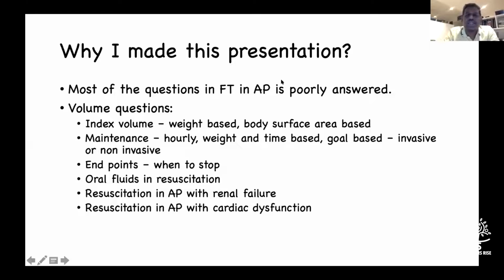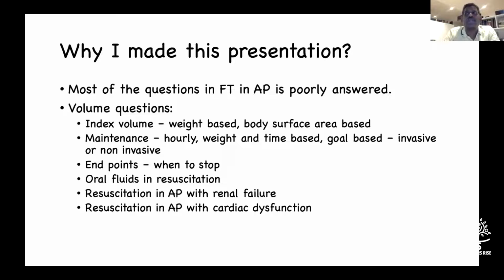For maintenance, whether it should be based on hourly volumes or weight and time-based volumes, whether the maintenance fluid should be goal-based, and whether that goal should be an invasive or a non-invasive goal, is still not answered. There are no endpoints as to when to stop fluid resuscitation in acute pancreatitis.